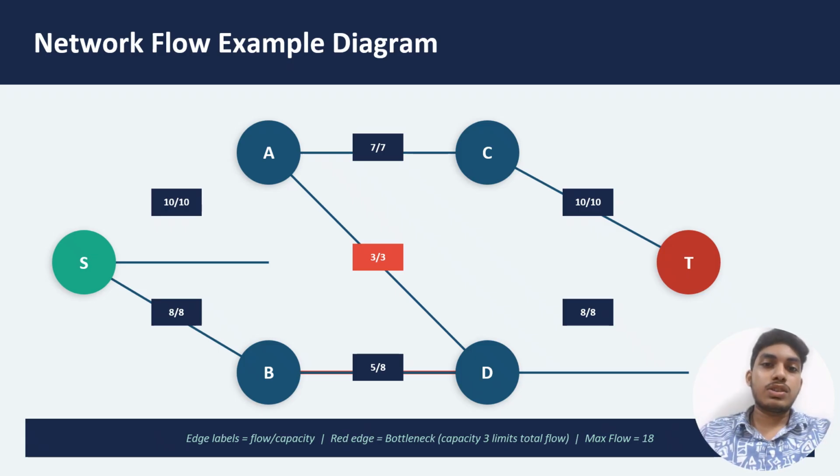This diagram shows a simple network. Each edge has a capacity and flow is passed from source to destination. The red edge represents a bottleneck which limits the total flow. So even if other roads have high capacity, one bottleneck can restrict the overall traffic.